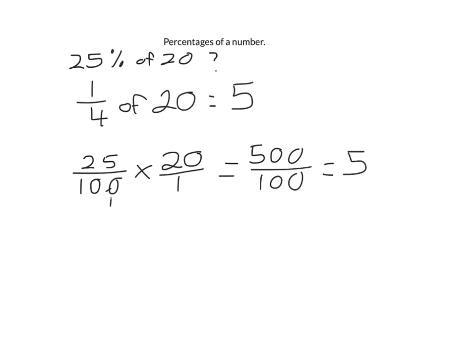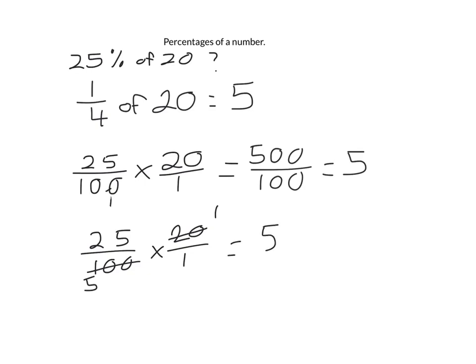Or another way, because I do like all different ways of doing this, if I still write my 25 over 100 times 20 over 1, remember we can simplify and we can cross cancel, so cross simplifying. So I can say to myself, all right, I can divide 20 by 20 and 100 by 20. I usually score it out to do this. 20 divided by 20 is 1, 100 divided by 20 is 5. That leaves me with 25 divided by 5, or 25 fifths, which equals 5.